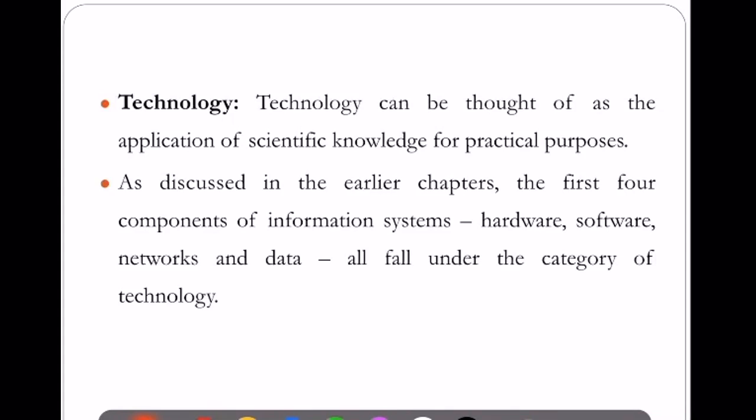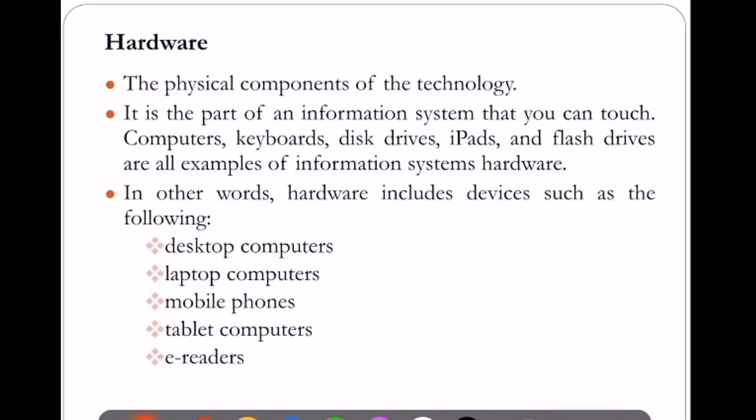Technology can be thought of as the application of scientific knowledge for practical purpose. If you use scientific knowledge for practical purposes or to solve business problems or other social problems, then we call it technology. So when you say technology, we have hardware, we have software, we have networks, and we have data. So when you say technology, we have four basic components. And when you say information system, we have four basic components.